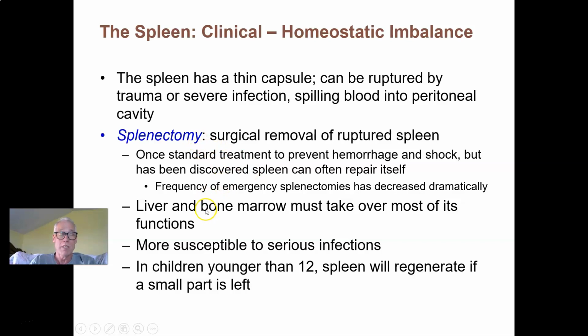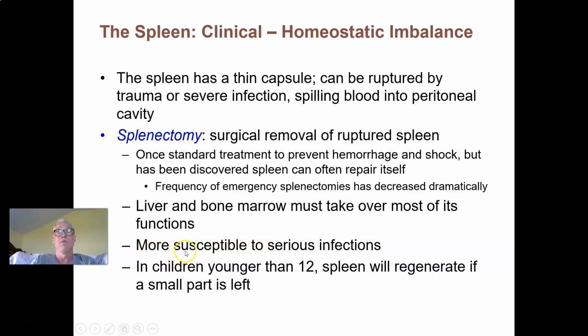But when there is a splenectomy, there may also be other reasons, maybe cancers, that necessitate removing the spleen. The liver and bone marrow have to take over the functions of the spleen in terms of recycling red blood cells, but also some of the immune function. People that have had a splenectomy are definitely more susceptible to infections, and they have to be more careful about exposing themselves to possible sources of infection.